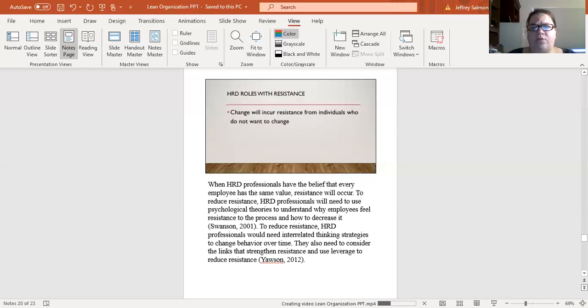To reduce resistance, HRD professionals would need interrelated theories to change behavior over time. They also need to consider the length of time and use leverage to reduce resistance. And this is how the change from faculty advisors to staff advisors would occur.